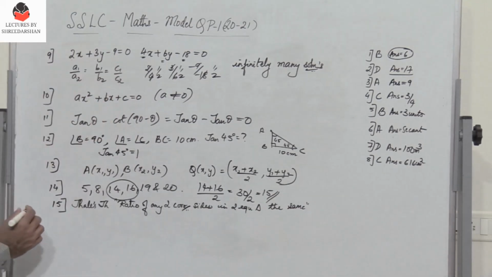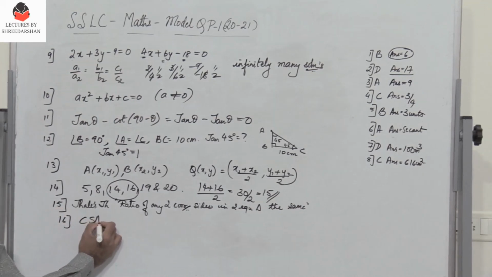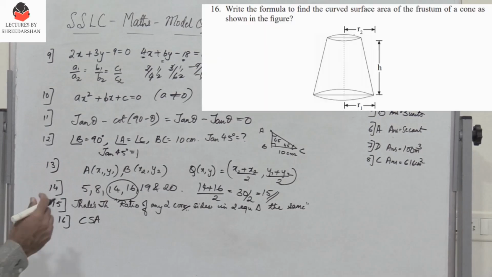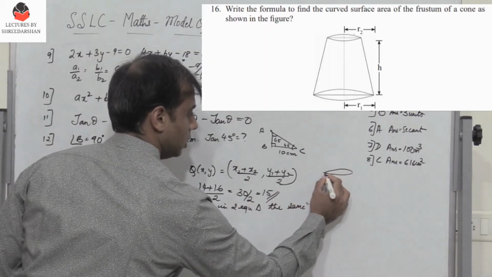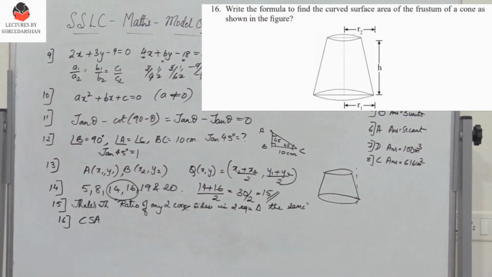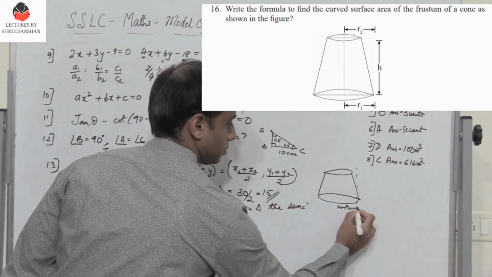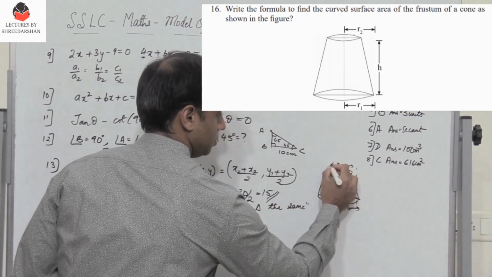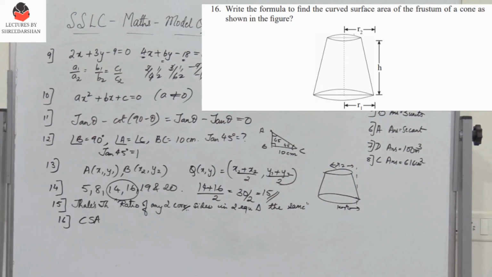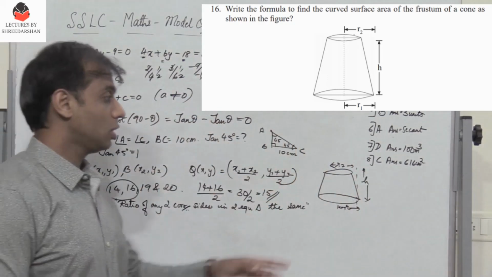Now problem 16: write the formula to find the curved surface area of a frustum of a cone. So you have the figure which is being given. This is the curve. You need to find the curved surface area of a frustum of a cone. So this is R1 and you have R2, and then H is given. Make sure that L has not been given here.